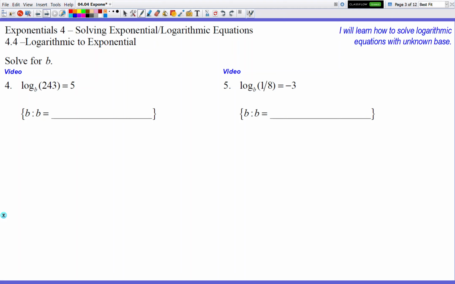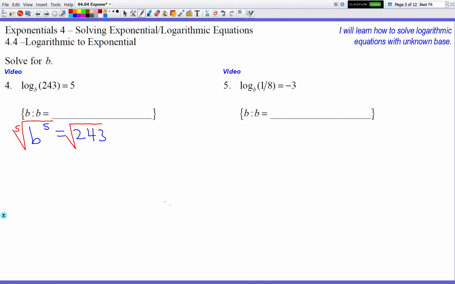So we're still going to switch forms. So we're still going to go to exponent form. So we're going to write base b to the 5th power equals 243. Okay, and then to get the b by itself, we're going to do the 5th root radical of both sides. Okay, we're going to do the 5th root of both sides.